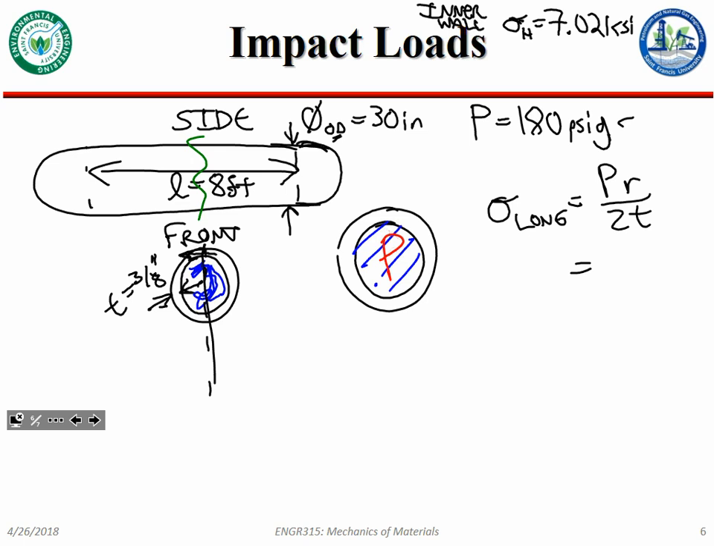4230. We did the hoop stress on the inside, so we should do this on the inside. No. Yeah, 0.551 ksi, because that's half a hoop stress. Cool.